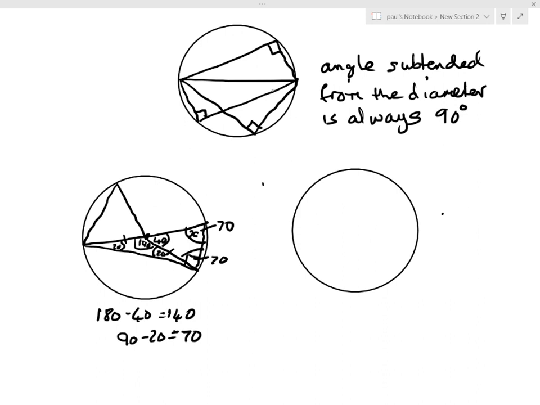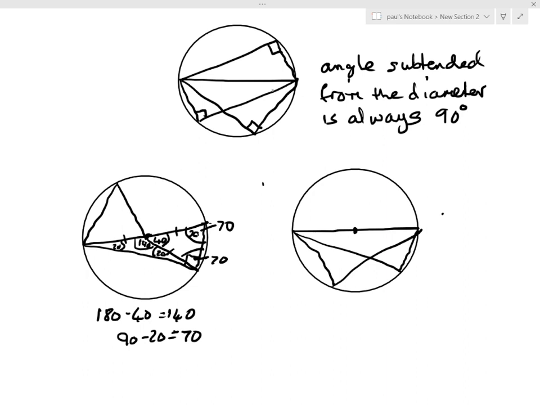Also, because we've got a radius there and a radius there, that makes that an isosceles triangle as well. So these two are definitely 70. So let's have a look at this one. There. What else can we do? That's that one. So another one there.